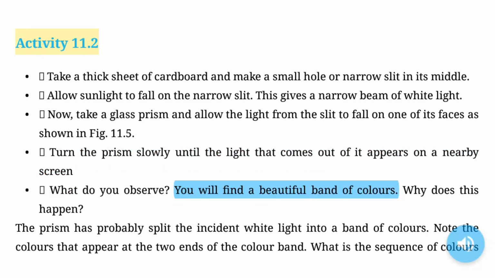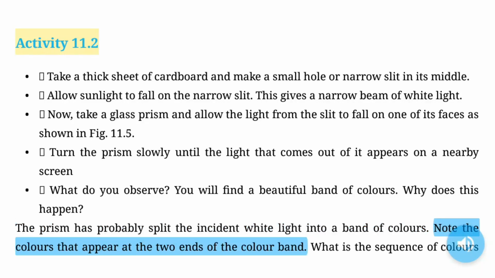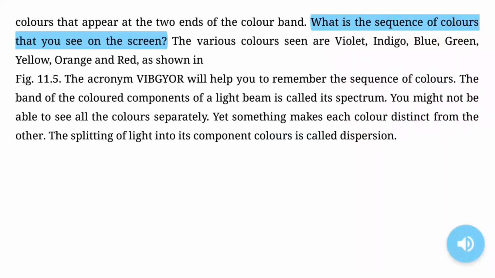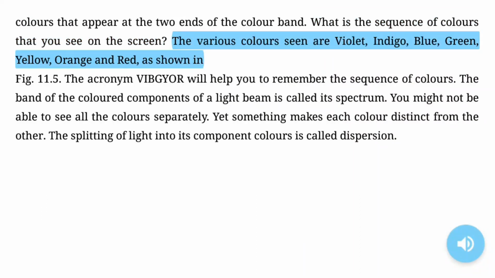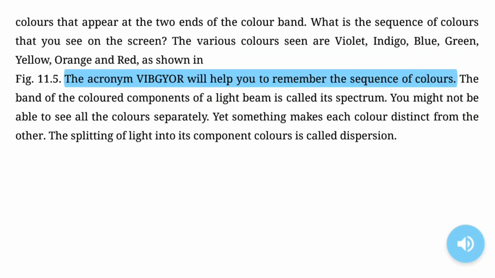You will find a beautiful band of colors. Why does this happen? The prism has probably split the incident white light into a band of colors. Note the colors that appear at the two ends of the color band. What is the sequence of colors that you see on the screen? The various colors seen are violet, indigo, blue, green, yellow, orange and red, as shown in Fig. 11.5. The acronym VIBGYOR will help you to remember the sequence of colors.